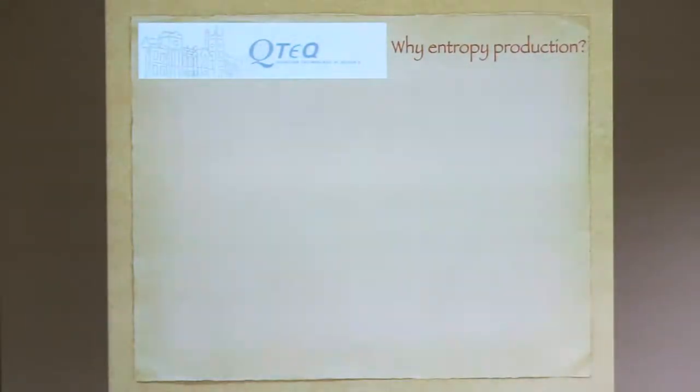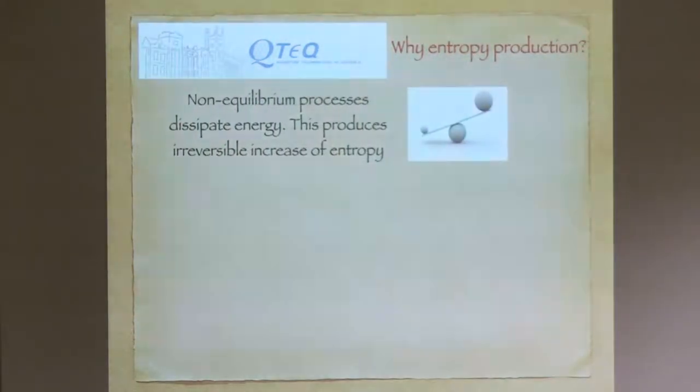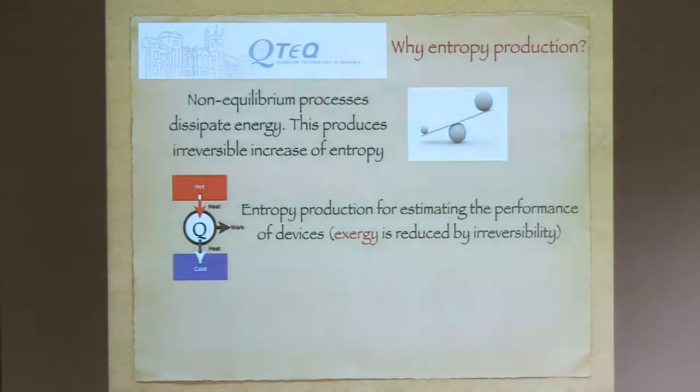Okay, why entropy production? Again, Stefan gave a nice introduction and a nice overview of why one should be interested in irreversibility when dealing with non-equilibrium dynamics. Let me give you my own take. In non-equilibrium processes, when you're dealing with open systems exposed to a non-equilibrium dynamics, you dissipate energy, and this produces entropy, and you want to characterize the entropy that you produce because you want to characterize the open system dynamics of the system that you're interested in.